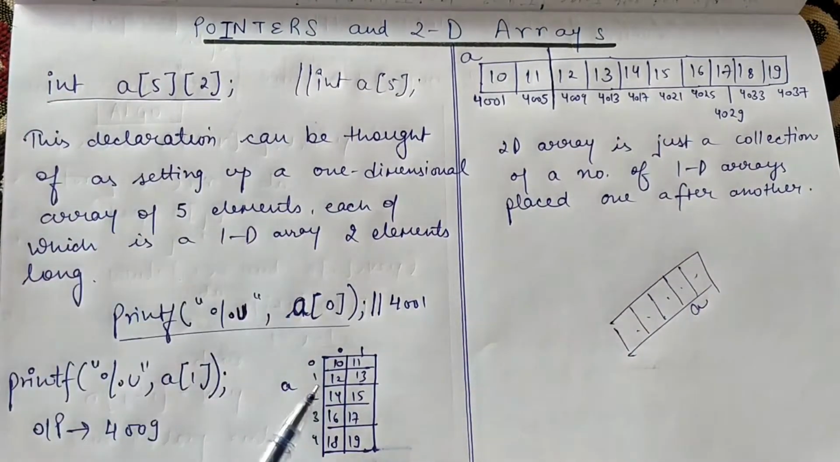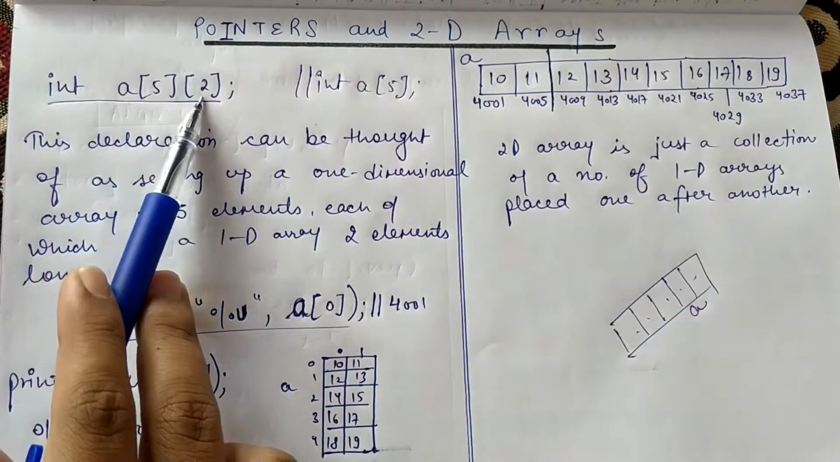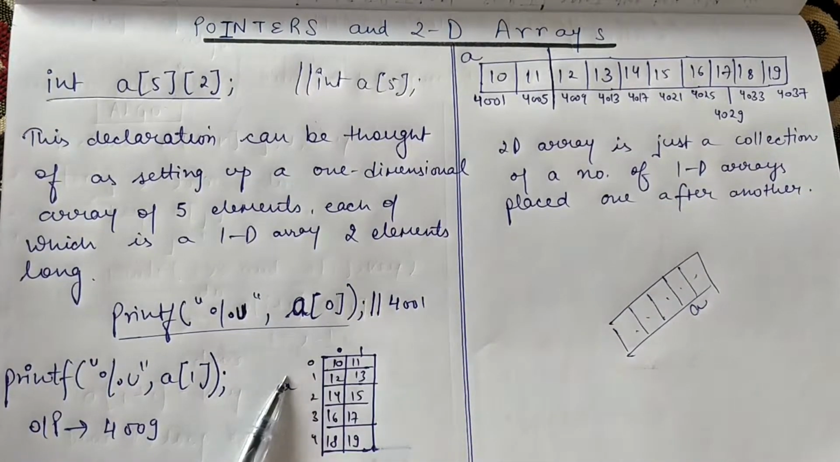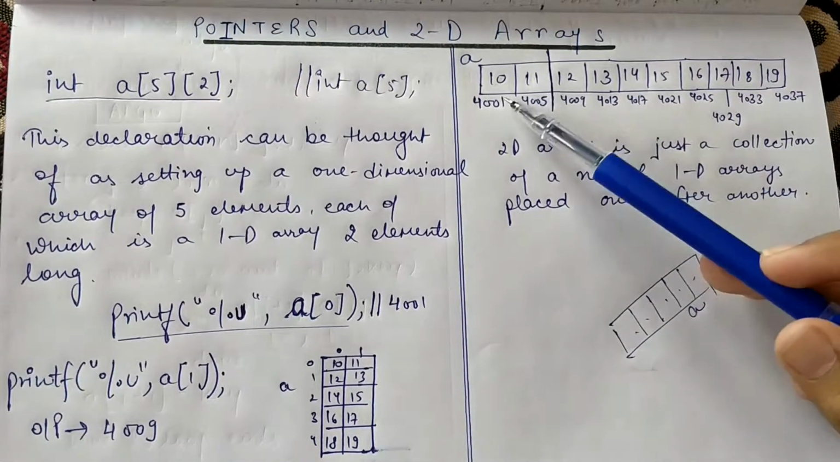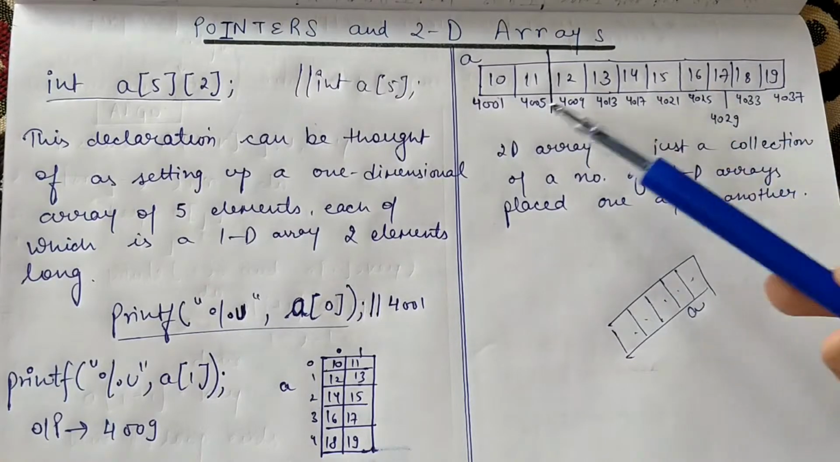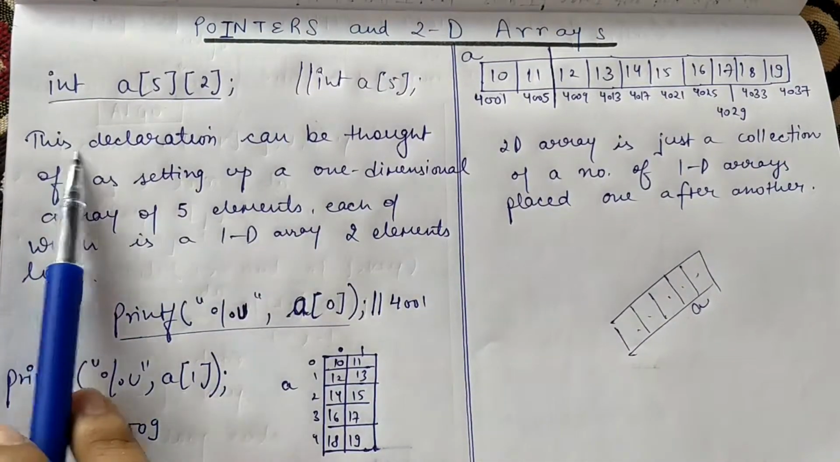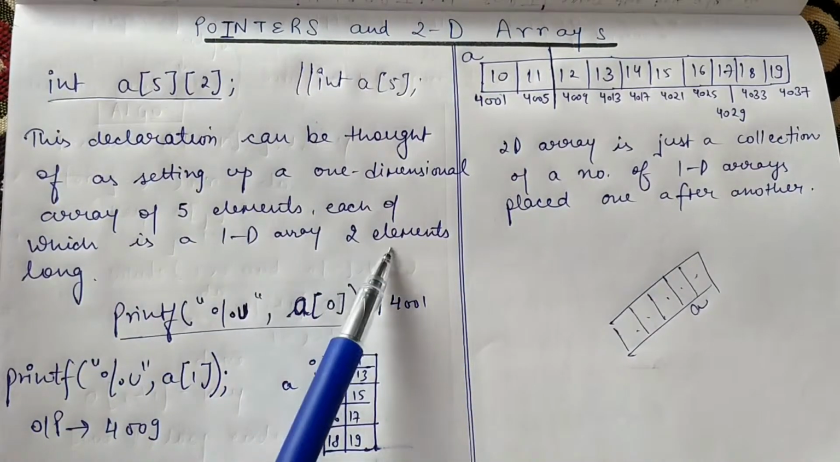We can understand it by using this diagram, a[5][2]. We will have 5 1D arrays, and each one-dimensional array will have 2 elements. So we have 5 1D arrays, 1 2 3 4 5, and each has 2 elements. But in the memory no block is created like this. The actual memory is continuous, so in the memory the values will be in this format only. We get a continuous memory block since it is an array. So this declaration can be thought of as setting up a one-dimensional array of 5 elements, each of which is a 1D array of 2 elements.